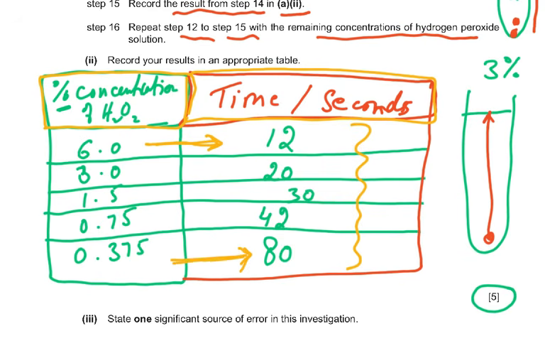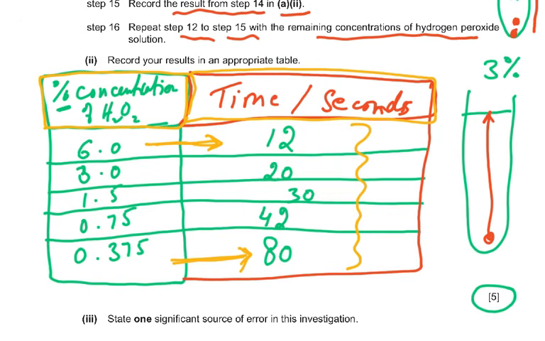Why? Because 6% hydrogen peroxide means more substrate available. So it should quickly rise to the surface. More oxygen will be produced. More enzyme substrate complex is made. More oxygen made. Oxygen, of course, makes it buoyant and it rises to the surface. It increases the buoyancy. So the more hydrogen peroxide available, the more oxygen produced, the more product. Oxygen is the product.